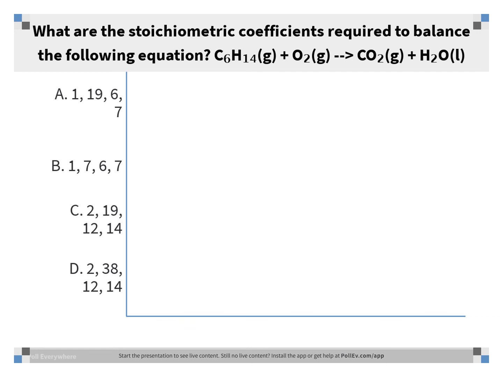The correct answer is C, 2, 19, 12, and 14. This is going to be very similar to our ethane problem in that we end up with a fractional coefficient in front of the oxygen, and then we multiply the whole equation by 2. Our balanced equation with the fraction is 1 C6H14 plus 19 halves O2 makes 6 CO2 and 7 water. When we multiply by 2, we get 2, 19, 12, and 14 for the coefficients in the equation.